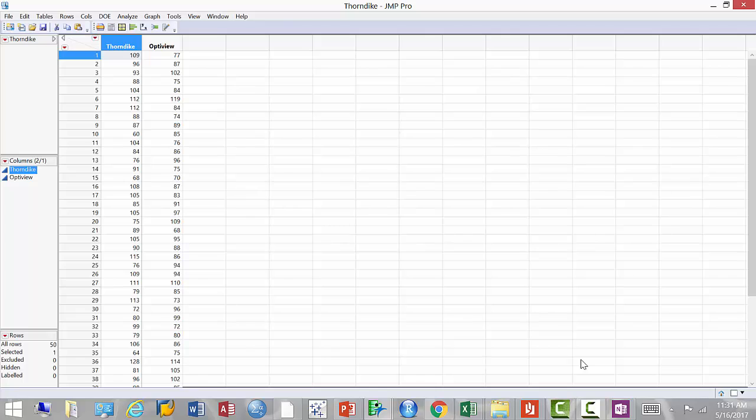Then there is a product from IBM. IBM is one of the biggest software companies in the United States and in the world. And one product that they have is called SPSS. It stands for Statistical Package for Social Sciences, I believe. And it's also using stacked data.